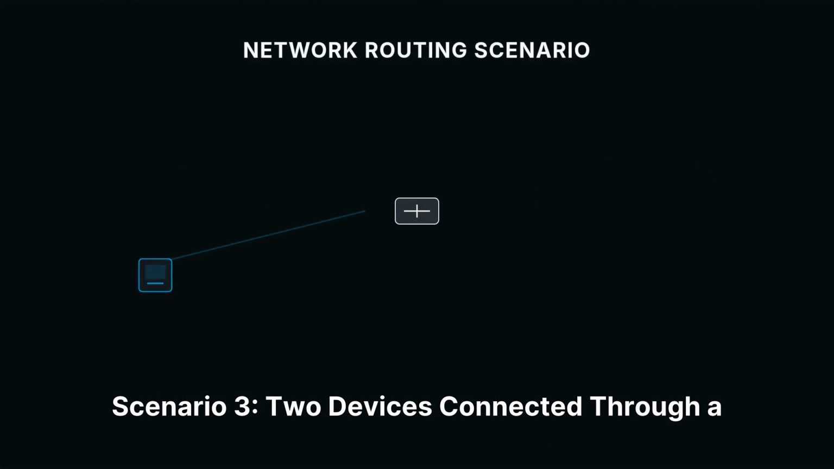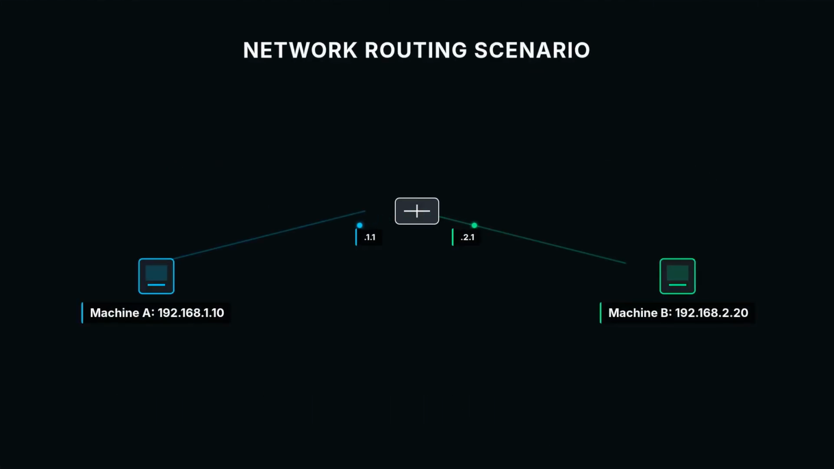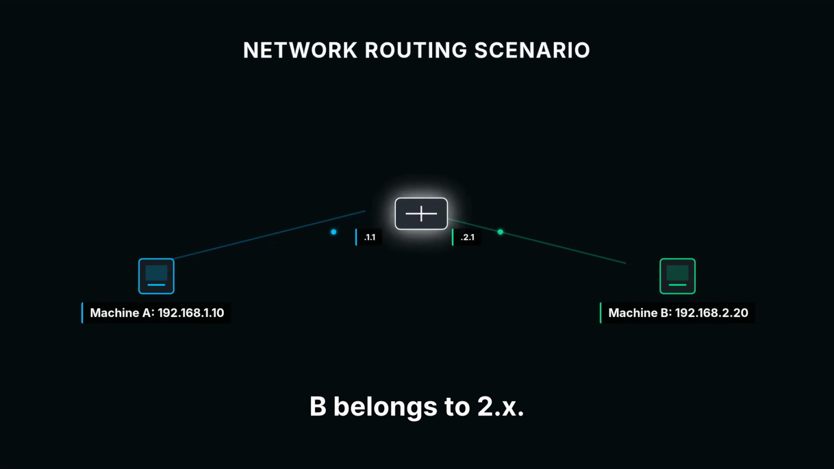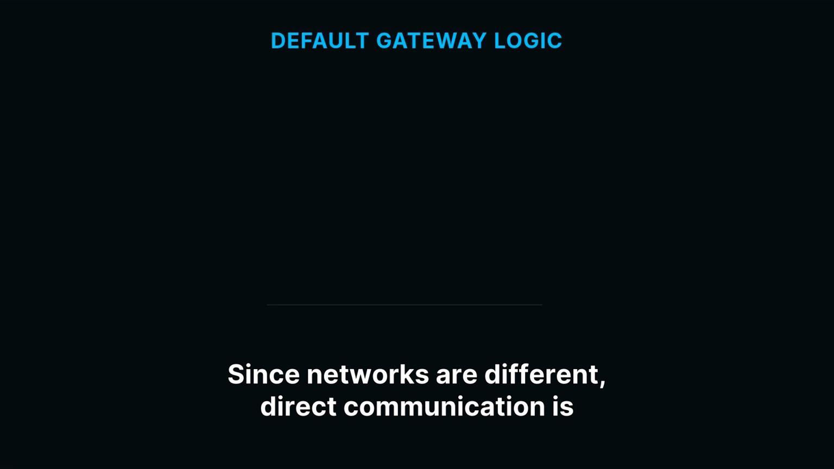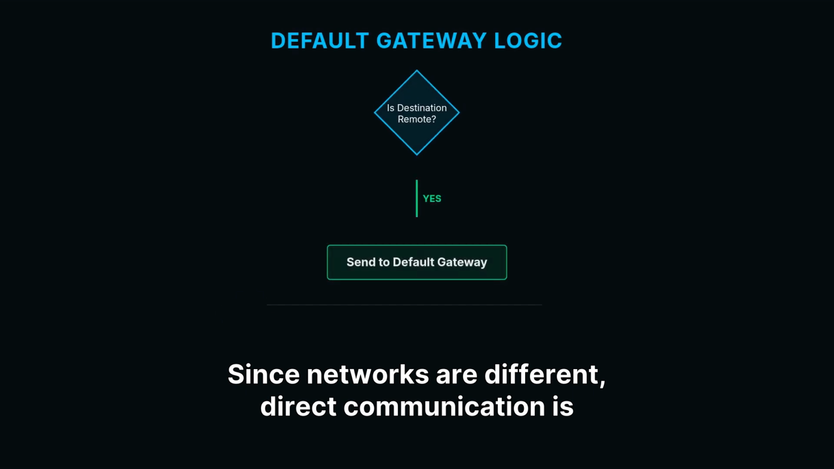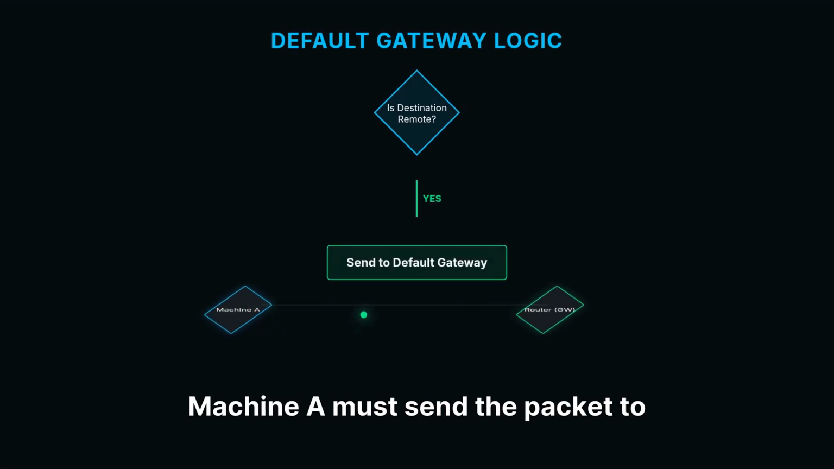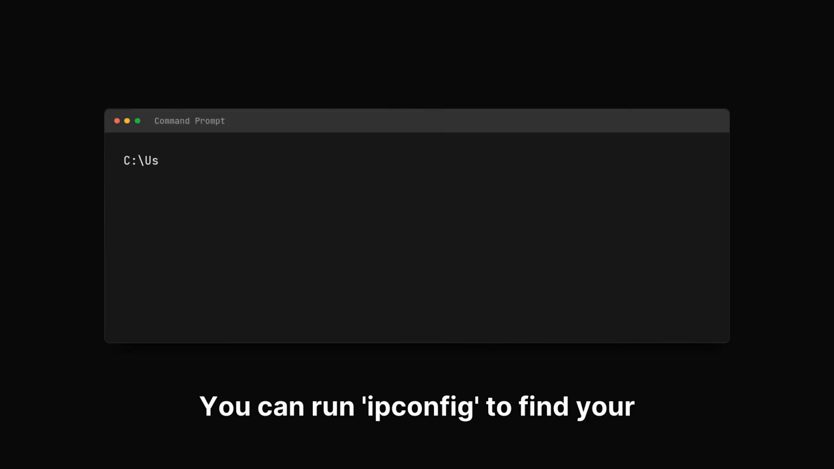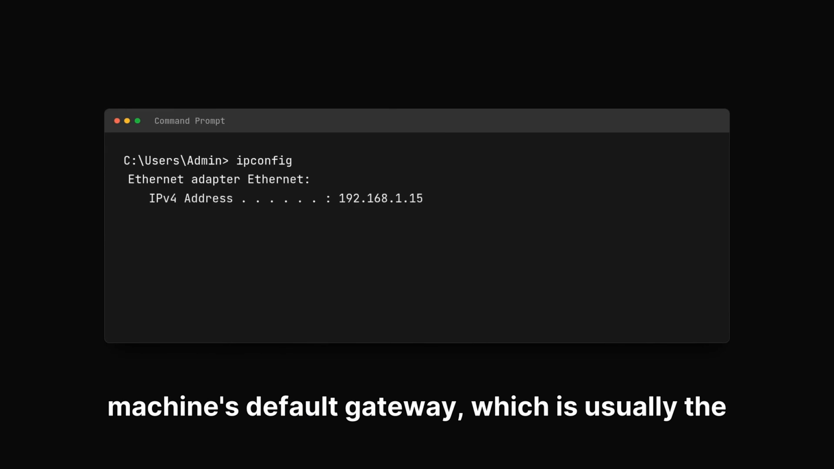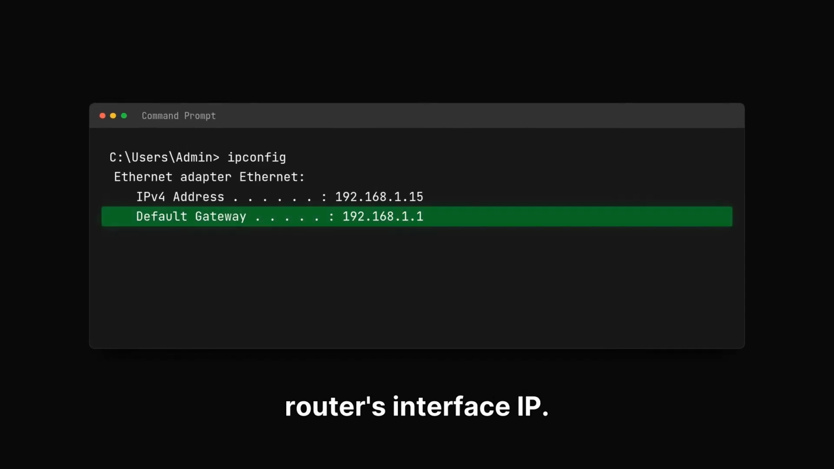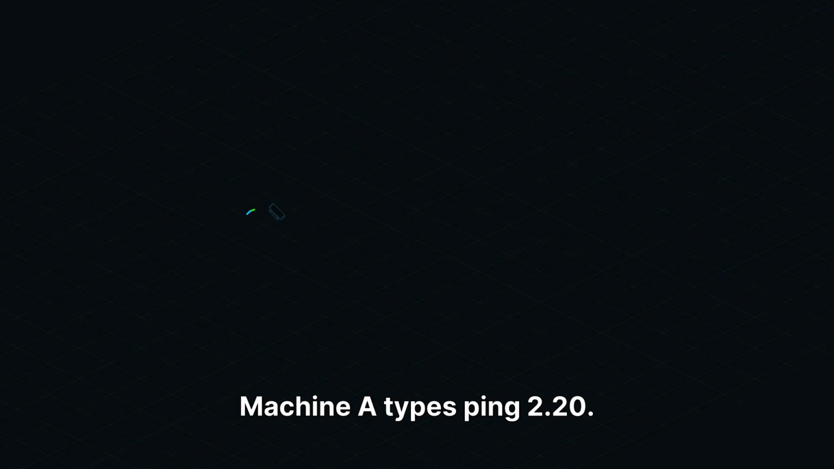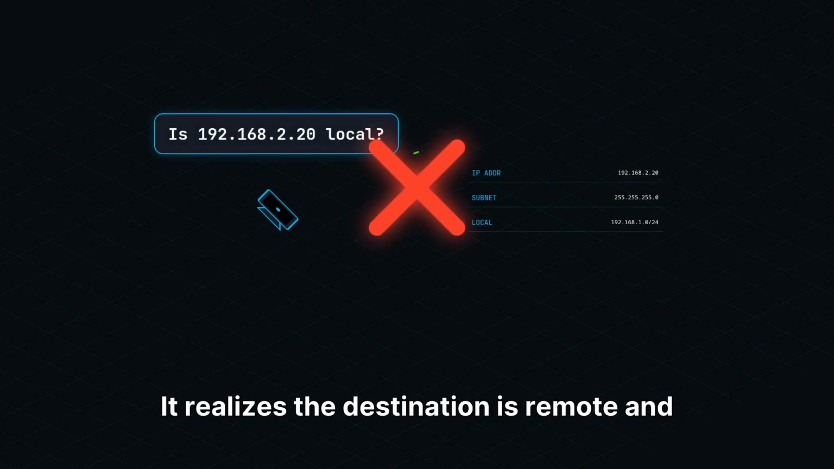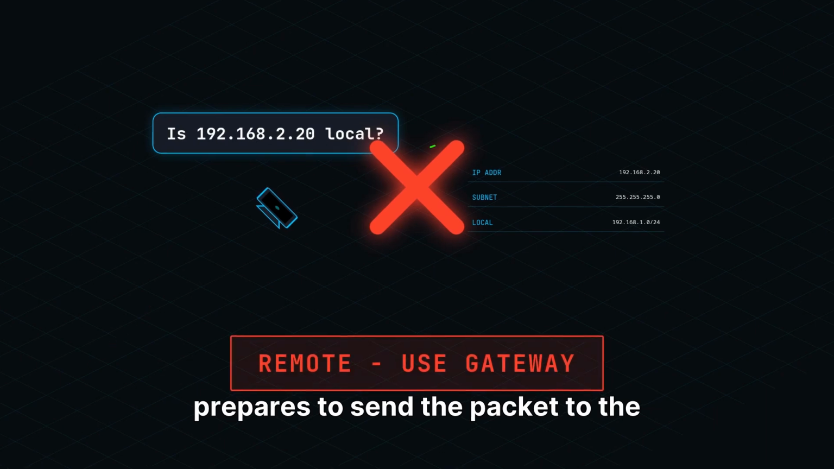Scenario 3. Two devices connected through a router. Machine A belongs to 1.x while machine B belongs to 2.x. Since networks are different, direct communication is impossible. Machine A must send the packet to its default gateway. You can run ipconfig to find your machine's default gateway, which is usually the router's interface IP. Machine A types ping 2.20. It realizes the destination is remote and prepares to send the packet to the gateway.